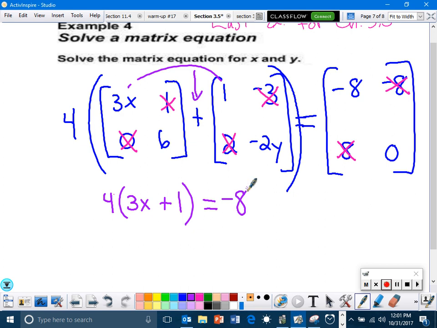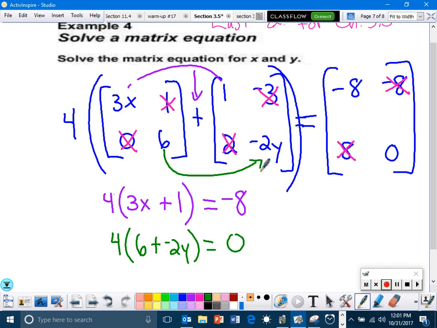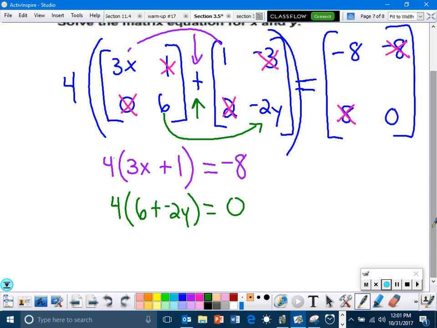The other equation is the bottom, so I have 4 parentheses. Now I have a 6 plus -2y, and that equals 0. So the 6 gets added to the -2y, and there's a scalar in front, so I need the 4 times that. All right, now I'm going to solve both of these equations.